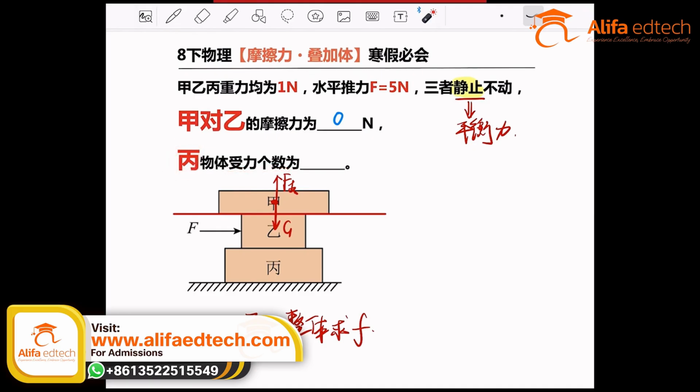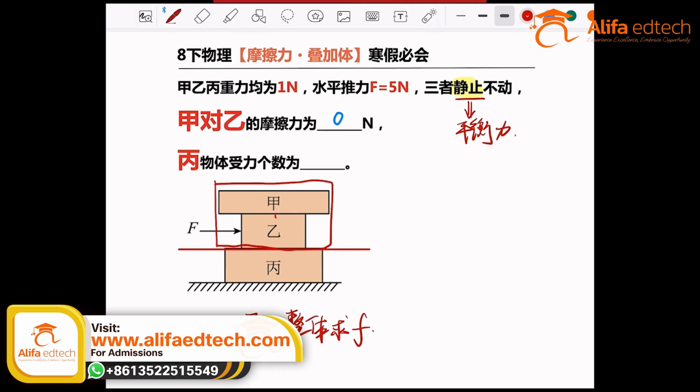Finally, it asks for the number of forces acting on object C. This is essentially just force analysis on C. We first need to determine if C has friction on both its top and bottom surfaces. Okay, let's use the same method as before. First, let's analyze its top surface. Is there friction there? To examine this surface, we draw another line across it, right? We treat all objects above the surface as a single whole. That means taking A and B together. Consider it as a whole.